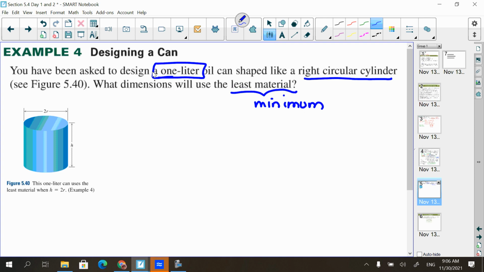Okay, now. 1 liter is how many cubic centimeters? Anybody know?